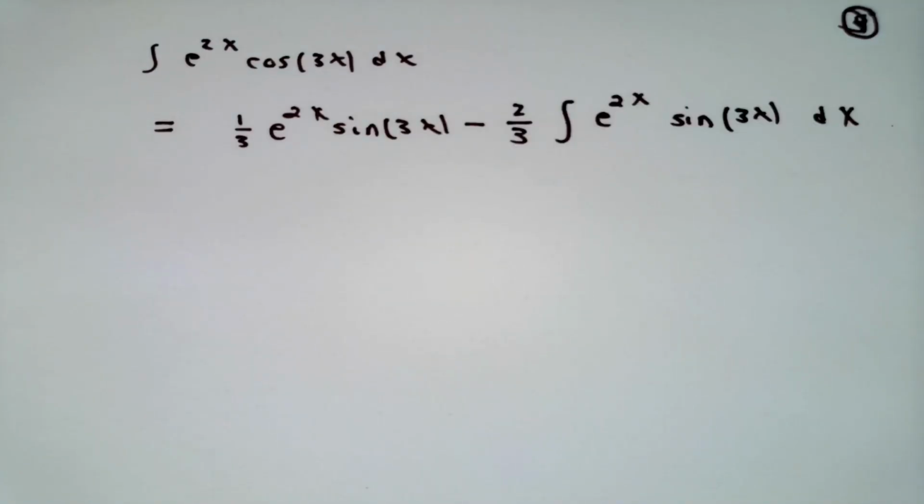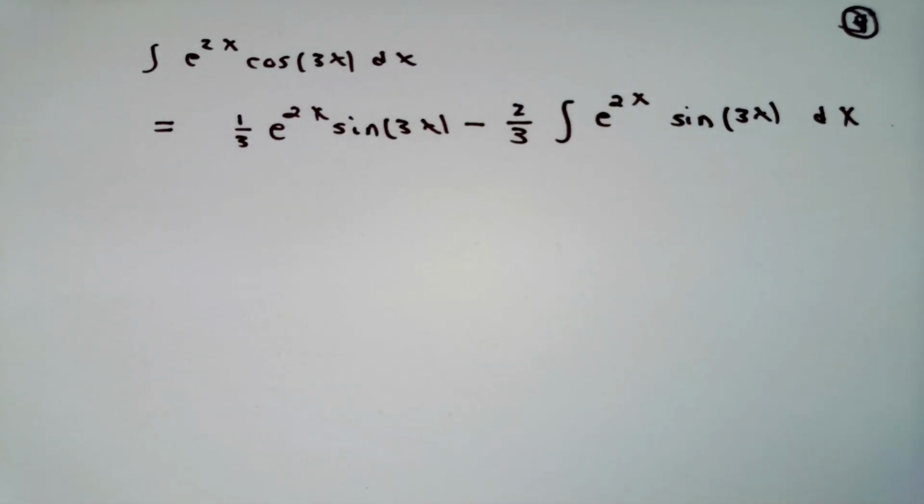Collecting terms and pulling constants out of integrals, we get this result. At first glance, it looks like this is no better than what we started with, because we still have an integral involving exponential functions and trig functions, except now it's sine of 3x instead of cosine 3x. So I'll think of going off and calculating the integral of e to the 2x sine 3x in some way, and then inserting the result inside the square brackets and simplifying.